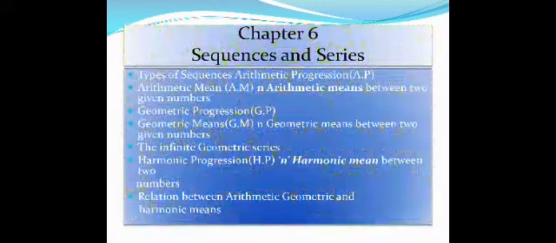Chapter 6 is a new topic for you. It consists of 3 types of sequences: AP, arithmetic progression; GP, geometric progression; and HP, harmonic progression. This chapter is very important for you from the entry test point of view.